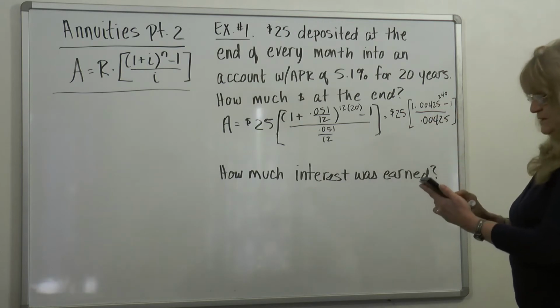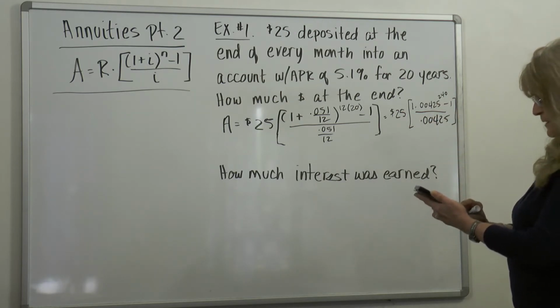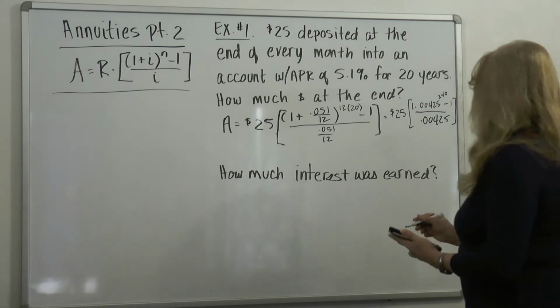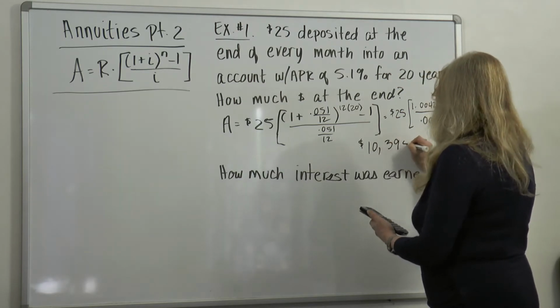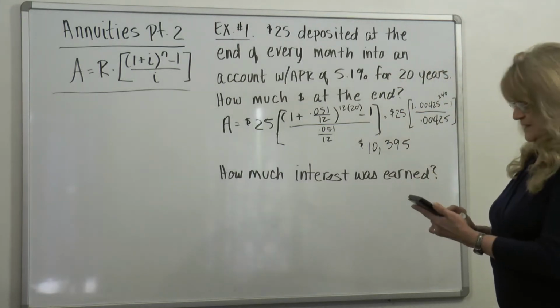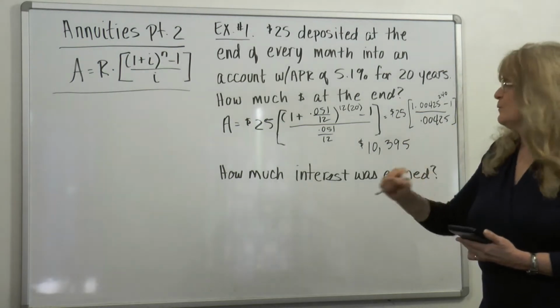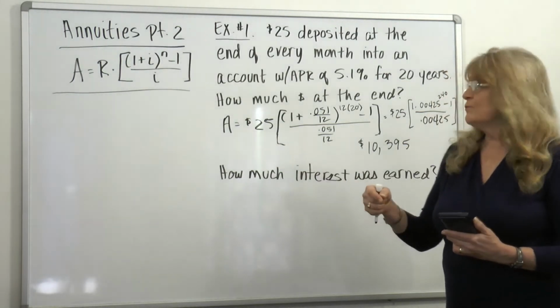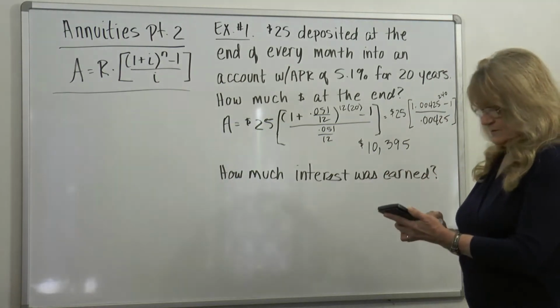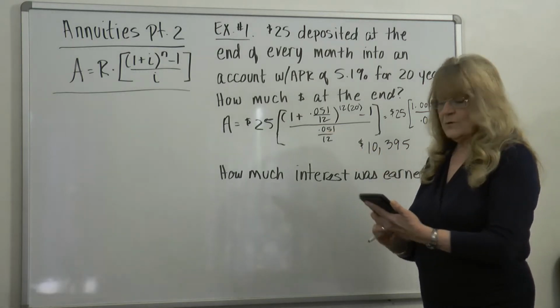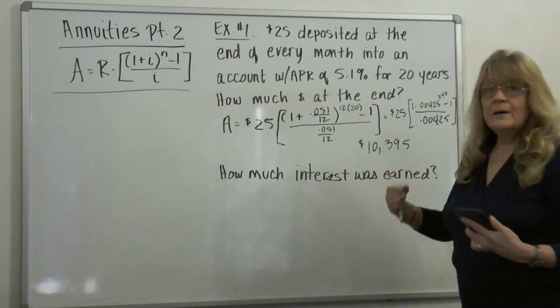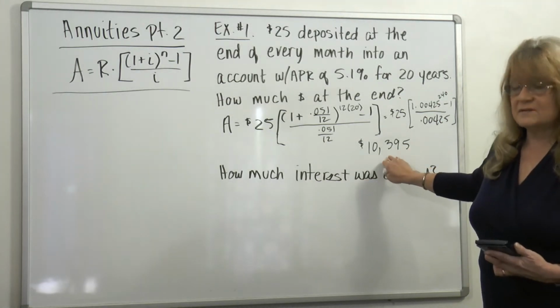Okay, so I have this. I'm going to take that to the 240th power. Subtract 1 from it. Divide by 0.00425. And multiply by $25. So at the end of this, I'm going to have $10,395. If you want to see if that makes any kind of sense at all, think if you were putting $25 a month away for 20 years. Okay, so 12 times 20, 240 deposits times 25. You would be depositing $6,000, but you're getting interest on it, so it's going to be worth more than the $6,000.